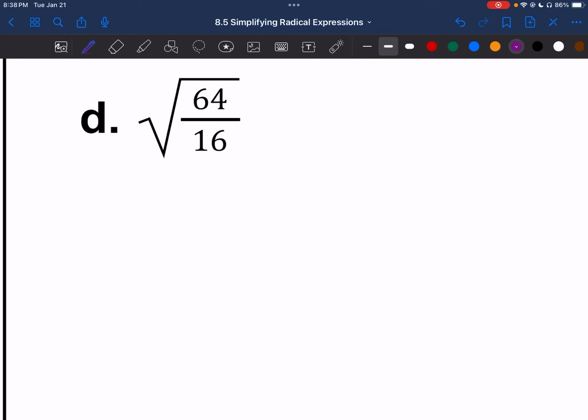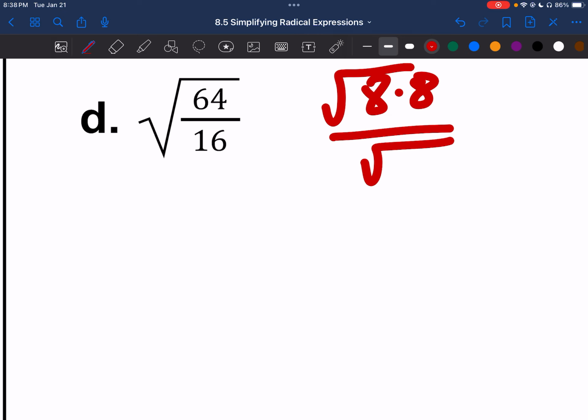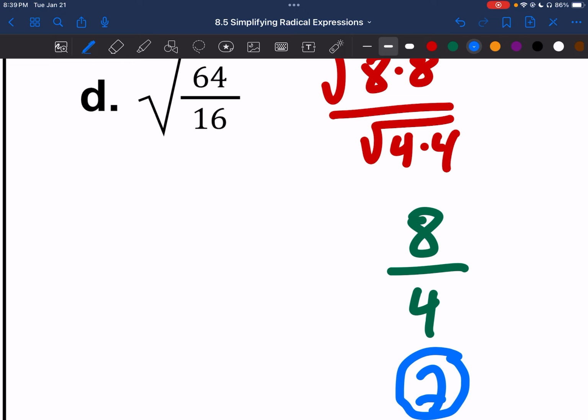All right, so we've got the square root of 64 over 16. I know that those are two perfect squares, so we've got the square root of 8 times 8, and the square root of 4 times 4. There are pairs in both of those. The square root of 64 is 8. The square root of 16 is 4, and that can be simplified. You must simplify all fractions in this class, and so the result of that is 2. Now, if you had simplified beforehand, you certainly could do so. And then you would just have the square root of 4, and it would have been 2.